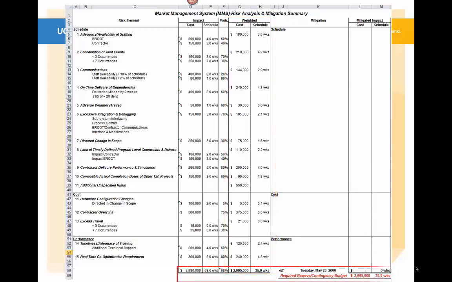We didn't have any mitigation set up for it yet. It was strictly looking at the risks, the impact, the probability, and then the weighted cost and schedule impact. And we totaled that along the bottom of the chart, and on the right hand side we had the date when it was done, and we also had a summary there: required reserve contingency budget of $2.695 million, 35 weeks of schedule, and that corresponded with the total weighted cost in the columns in the middle of the page.